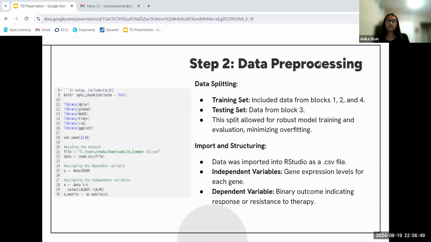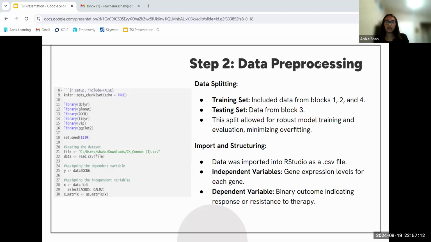To analyze the data, we developed a program in RStudio. The data was divided into two sets, one for training and the other for testing our model. Blocks 1, 2, and 4 were included in the training set, while block 3 was used for testing. This approach helped ensure that our model was well-trained and validated on unseen data, reducing the risk of overfitting.